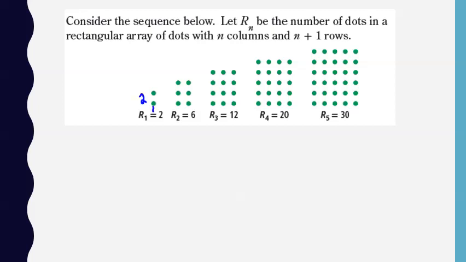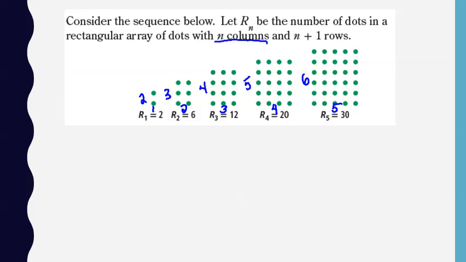In the second box, we have 6 dots, which is 2 columns and 3 rows. The third, we have 12, so we have 3 columns and 4 rows. The fourth one, we have 4 columns and 5 rows. And our pattern continues. In the fifth one, we have 30 dots, which gives us 5 columns and 6 rows. So it says that we have n columns.